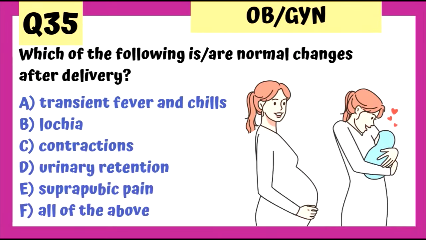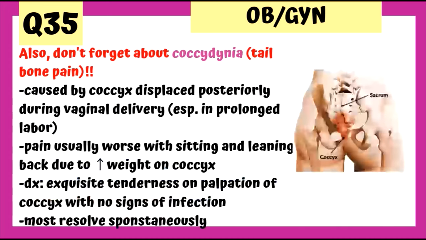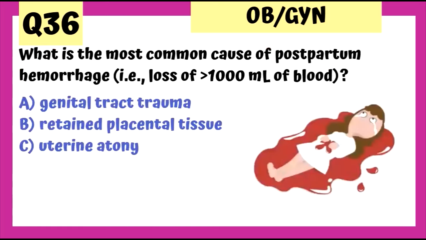Question 35, which of the following is or are normal changes after delivery? All of these are normal after delivery. It's normal to have fever, lochia, contractions, urinary retention due to bladder atony and pudendal nerve injury, and suprapubic pain. All of these are normal after delivery, and these will come up more in later questions. Also, don't forget about coccydynia, which is tailbone pain that occurs due to labor and mostly resolves spontaneously. You don't need to worry about it, but the patient could present with exquisite tenderness on palpation of the coccyx.